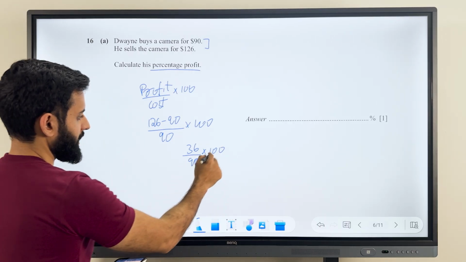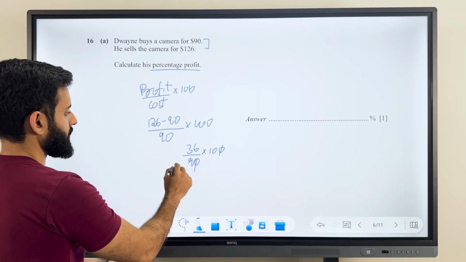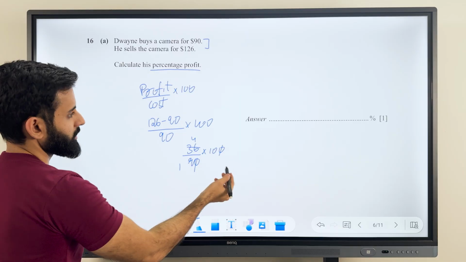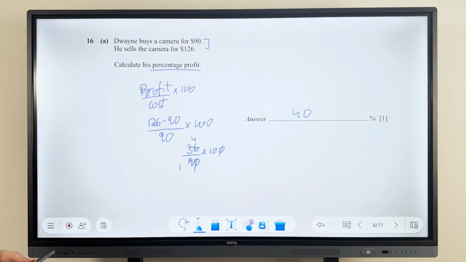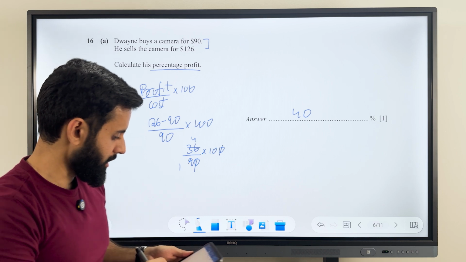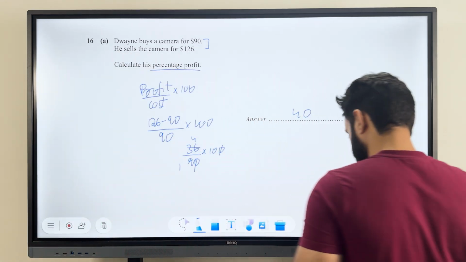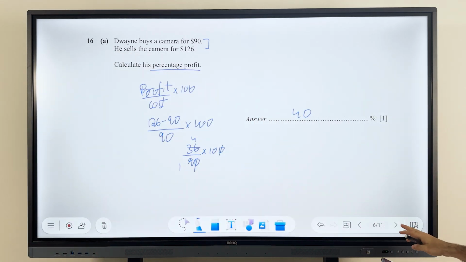Let's see if we can simplify this. The zeros cancel. 9 1s are 9. 9 4s are 36. 4 times 10 is 40%. So he made a good 40% profit, which I think is not a bad deal at all. Now, let's do the next question.